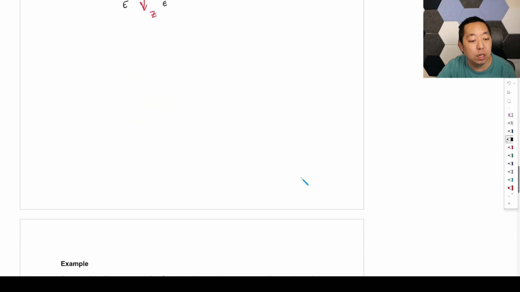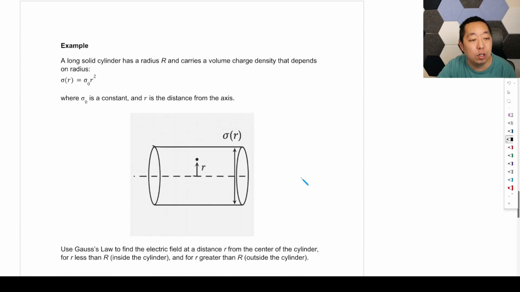Okay. Let's look at another example. We have a long solid cylinder of radius R that carries a volume charge density that depends on the radius, where sigma 0 is a constant and r is the distance from the axis. Use Gauss's law to find the electric field at a distance r from the center of the cylinder, for r inside the cylinder and r outside the cylinder. Okay, cool. So this thing is containing a bunch of charge, and we want to know the field.